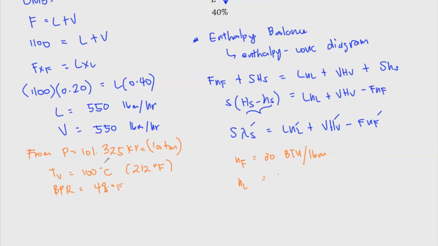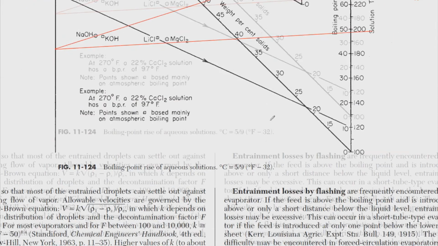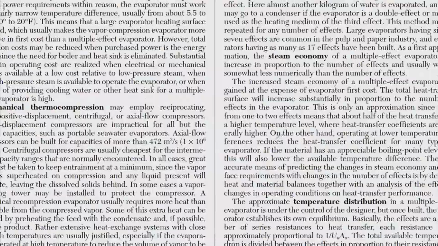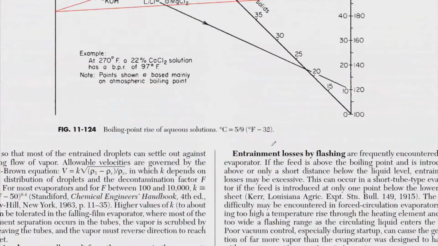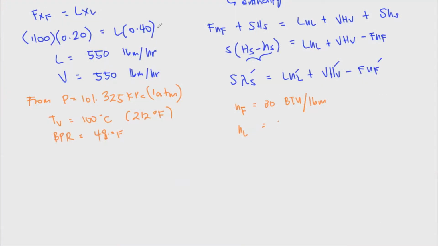Okay. Now, let's try using this formula from, how do you call them? Sorry, it should be in the previous pages. So let's use this formula from Miranda and further. Okay, so that's BPR is equal to 104.9 n sub 2 raised to 1.14. So let's use a different color. It says there that the BPR is equal to 104.9 n sub 2 raised to 1.14.